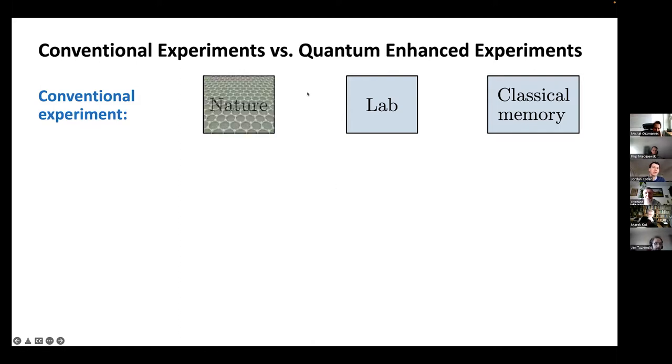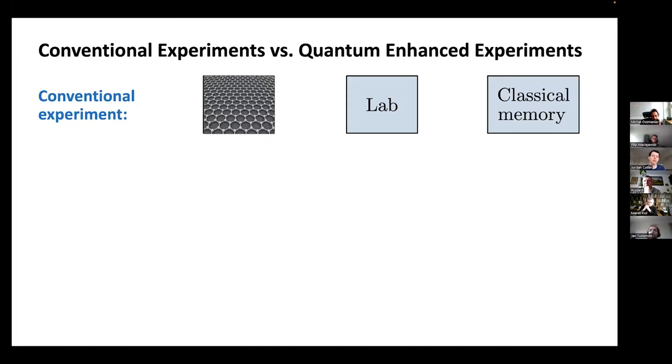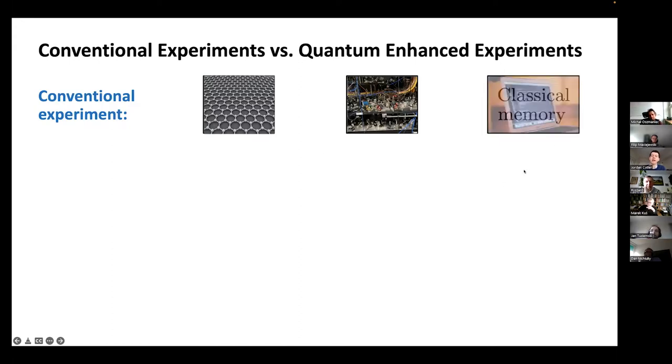So we can think about nature as some experimental sample. Here I've shown a picture of graphene. This is the system we would like to understand. We have our lab system, which again is the apparatus, which can directly couple to the nature system. And then our classical memory we can regard as our laptop. Our laptop doesn't directly couple to the nature system, but it does in fact communicate with our apparatus and can do post-processing and pre-processing on various kinds of measurement data.